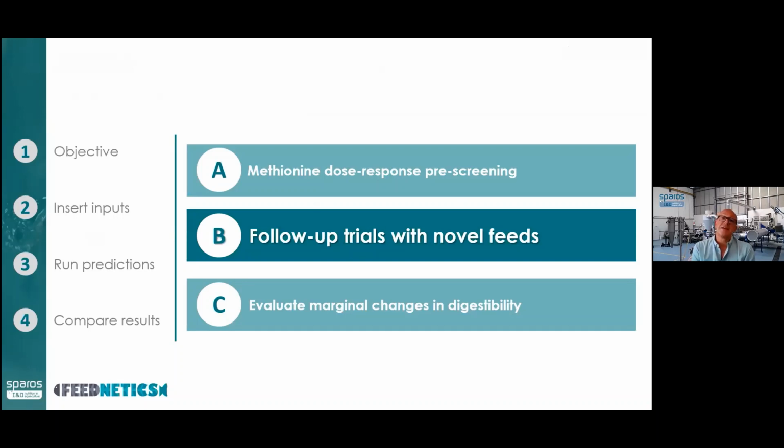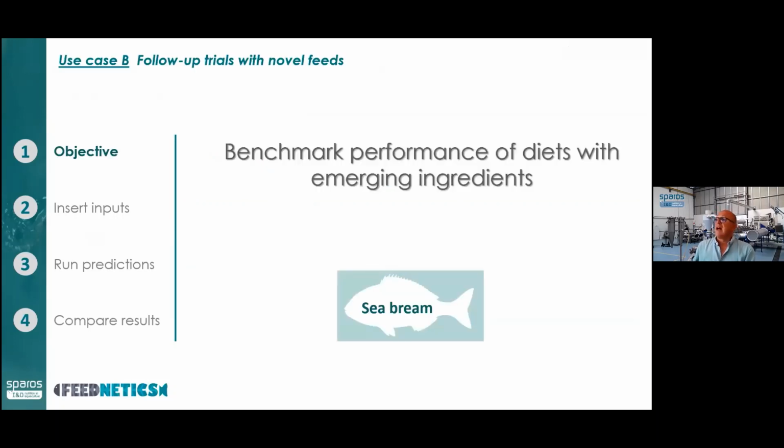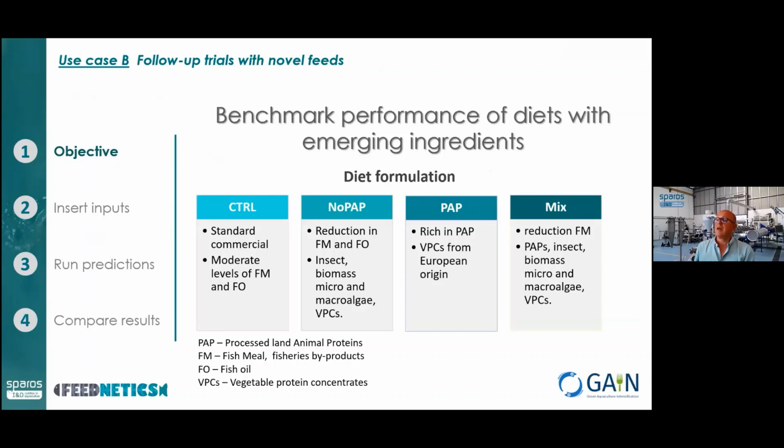The next use case is about trials with novel feeds and testing emerging ingredients. Here we used an example with gilthead seabream as the model species. We wanted to test four diet formulations which were being studied under the Horizon 2020 GAIN project, in which Sparos participates. Here we wanted to compare a control diet based on a standard commercial type formulation with moderate levels of fish meal and fish oil.